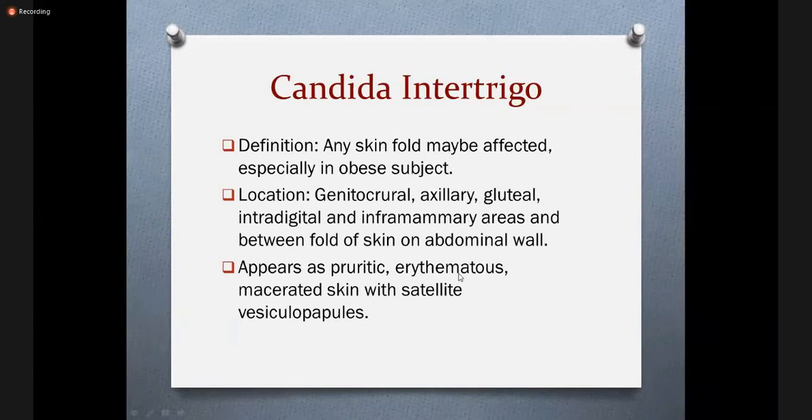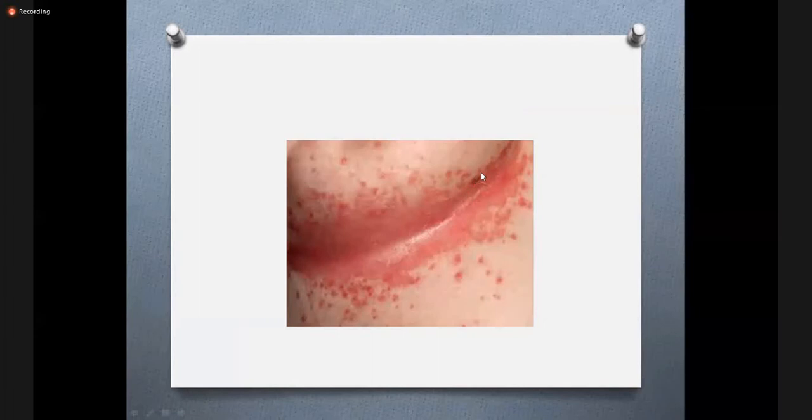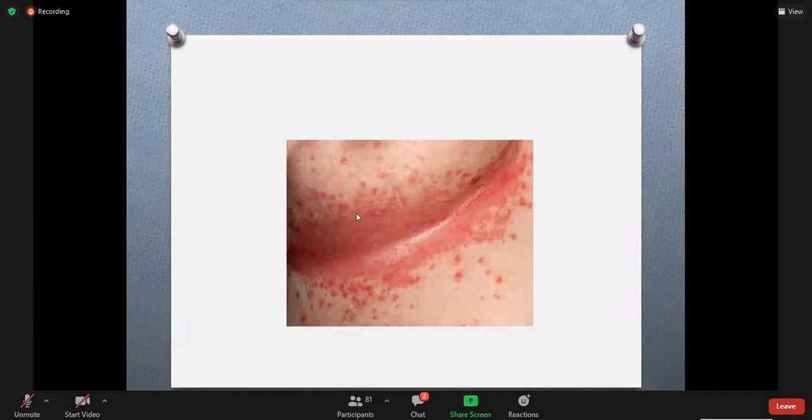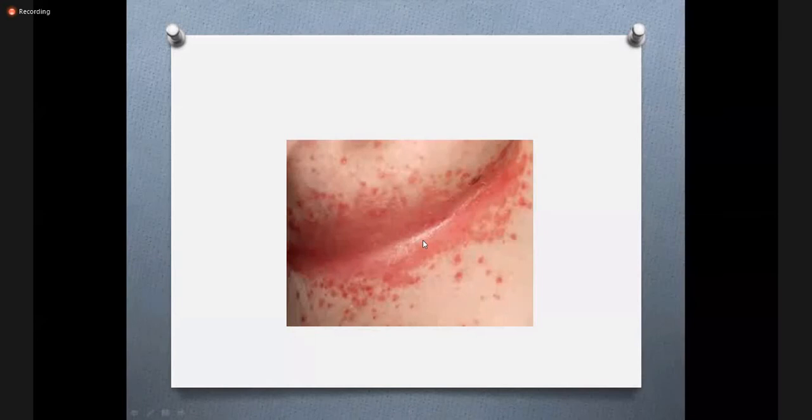Okay, they present as pruritic, erythematous, macerated skin with satellite vesicular papules. Okay, this is intertrigo, the infection between the two folds, red, macerated, with satellite lesions. This is candidal intertrigo. Okay, and this can be easily differentiated from tinea corporis. In tinea corporis, the margins are well demarcated, with somewhat central clearing and very few or no satellite lesions, okay? And in tinea corporis, there is no maceration, there is only dryness, okay? While in candidiasis, there is maceration, okay?